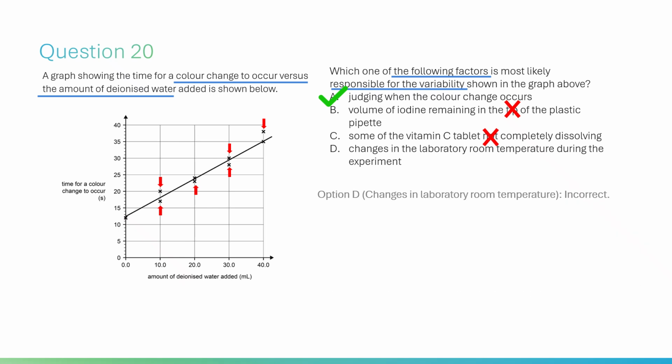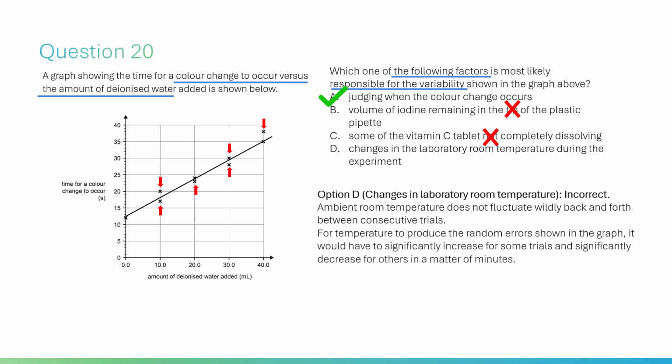Option D, changes in laboratory room temperature, incorrect. Ambient room temperature does not fluctuate wildly back and forth between consecutive trials. For temperature to produce the random errors shown in the graph, it would have to significantly increase for some trials and significantly decrease for others in a matter of minutes.